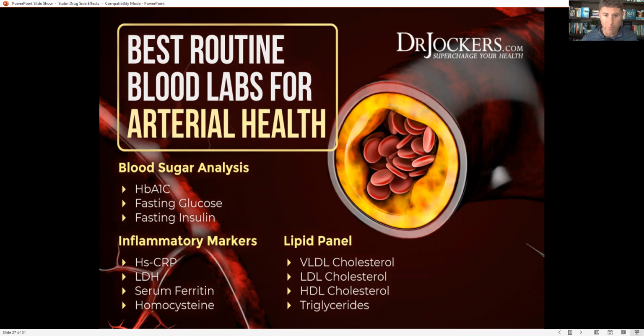We're also looking at inflammatory markers, things like high sensitivity C-reactive protein. We want that under 1. Your LDH, lactate dehydrogenase. We're looking at that enzyme and seeing how well your body's metabolizing sugar. That should be between 140 and 180. When it's up higher, it's a sign of inflammation. Particularly, heart inflammation is often associated with high LDH.